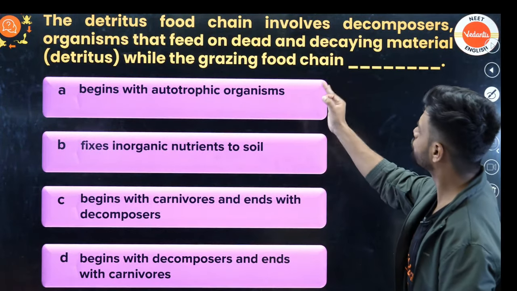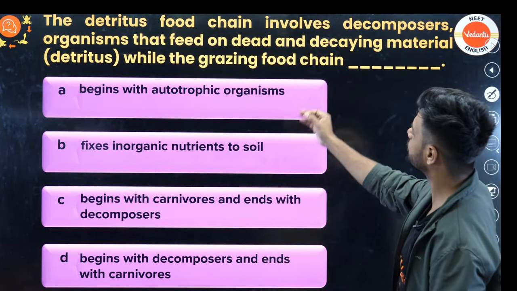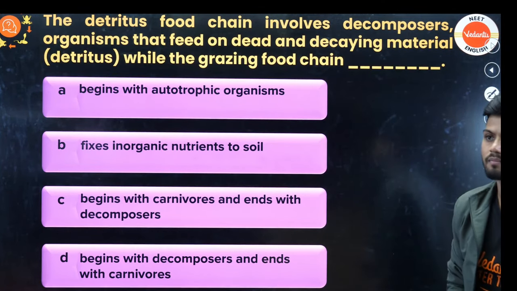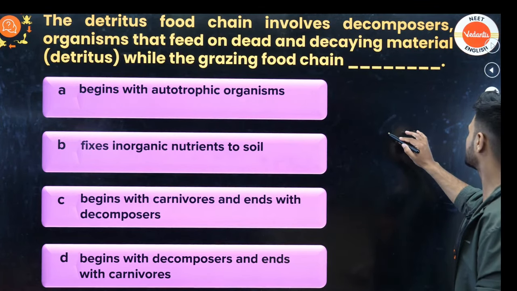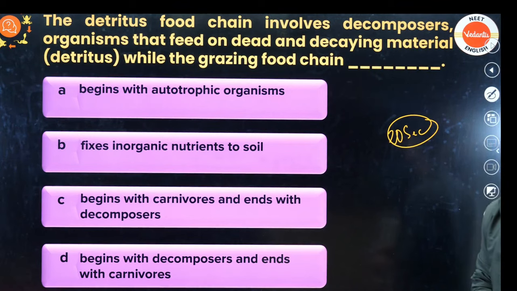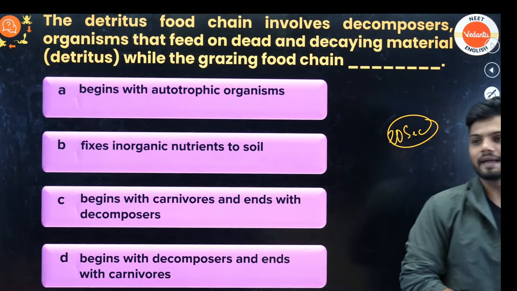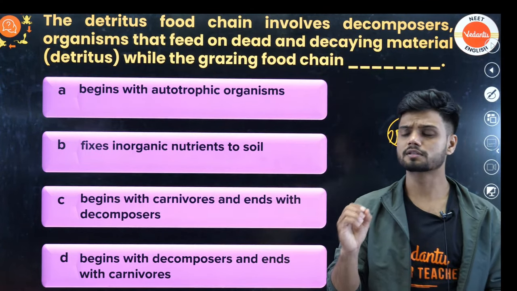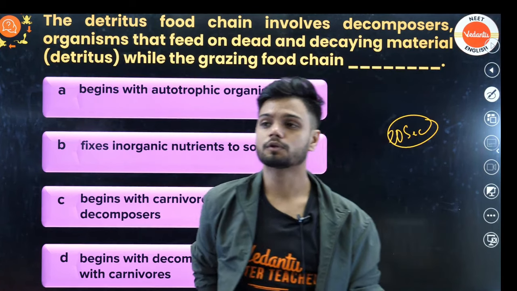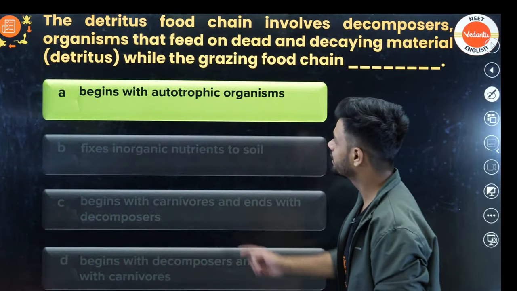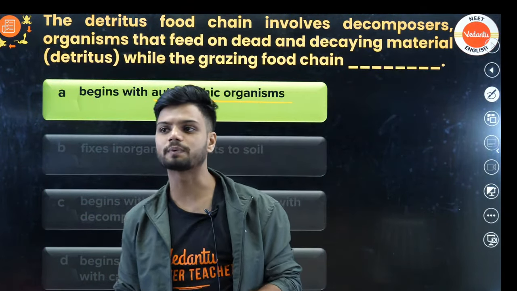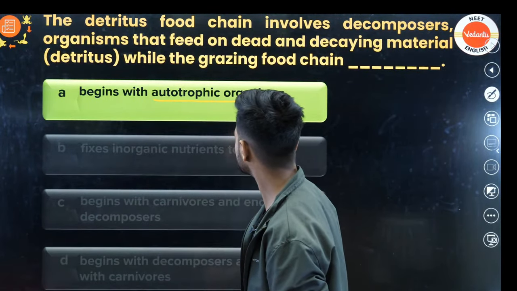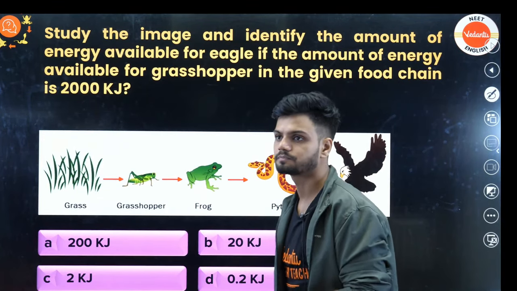Next question. The detritus food chain involves decomposers, organisms that feed on dead and decaying matter, while the grazing food chain has what? Take 20 seconds to answer this question. 10, 9, 8, 7, 6, 5, 4, 3, 2, 1. Time's up. It begins with autotrophic organisms. The food chain starts with the autotrophs and ends with the decomposers. Clear? Next question, students.